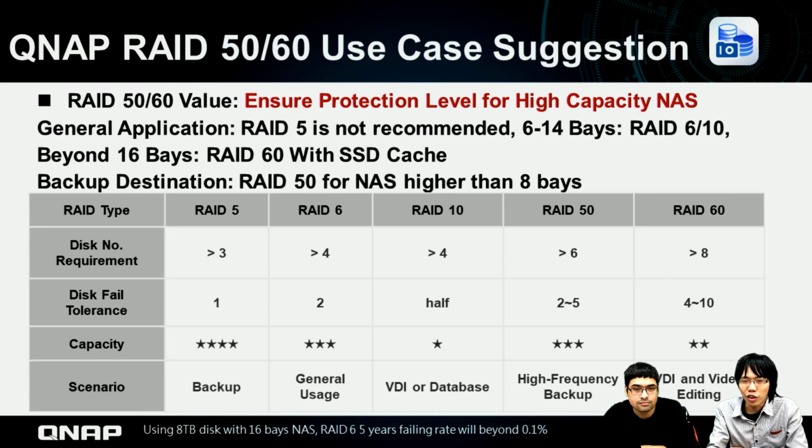And if you have a backup storage and you think that more capacity is more important, you can consider RAID 15. And for NAS beyond 16 bays, we will recommend users think about using RAID 10 or RAID 16. If it is an HDD RAID, we also recommend pairing it with an SSD cache. But if it is all SSD storage, the performance should be okay.